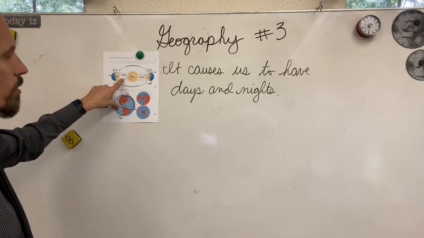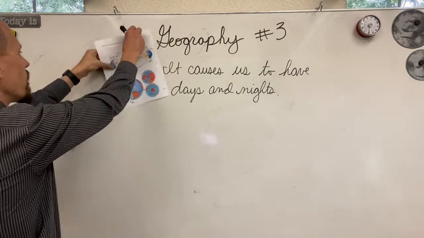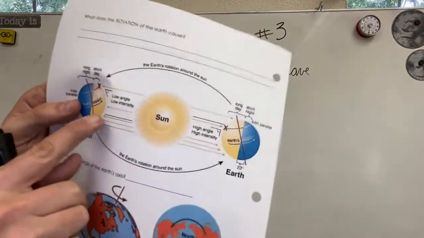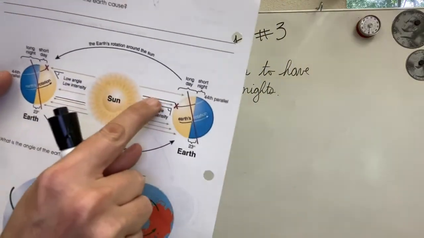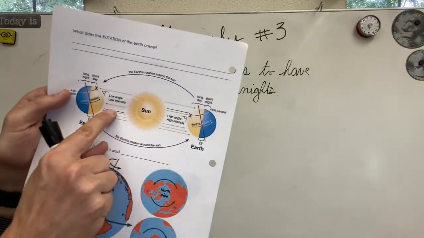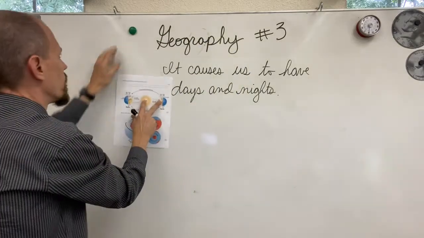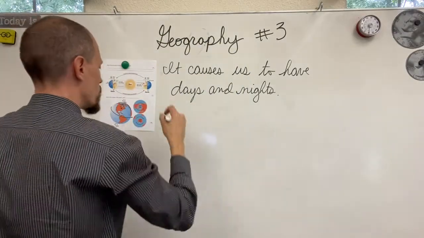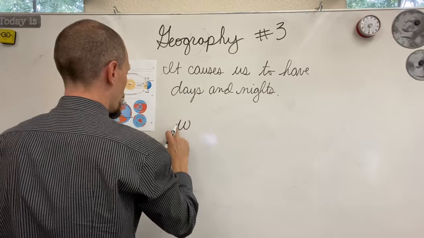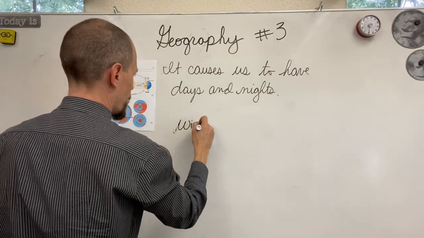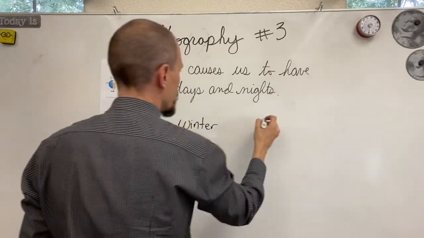Now, right here, you got a little line. I want you to pay attention because we're going to write something on this line. You have a line right there, and you have a line here. On this line, I want you to write winter. So write winter on that first line. And on the other line, you're going to write summer.